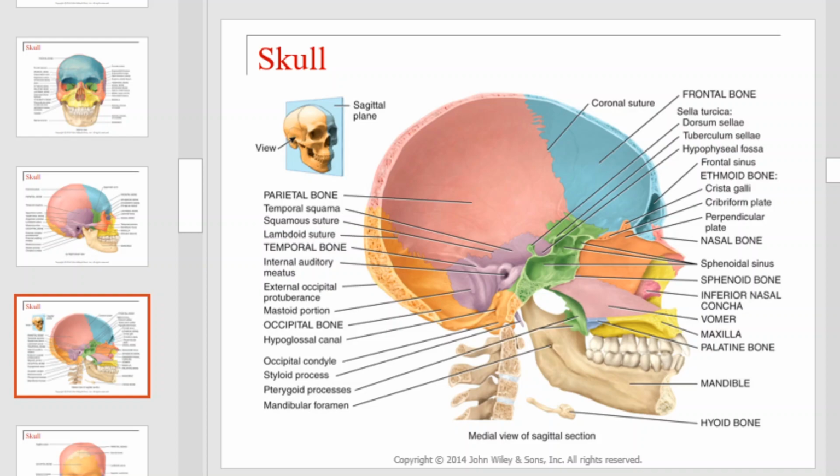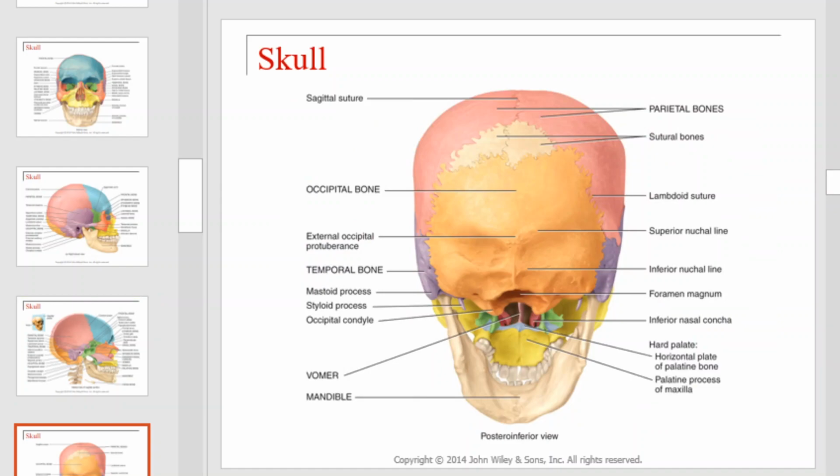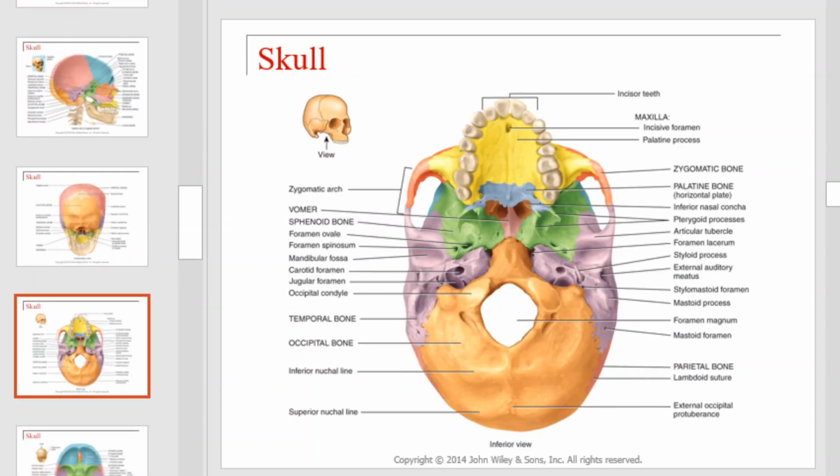Here we can start to see some of the internal structures of the skull, along with those that were labeled externally. This is the posterior view of the skull. Again, take some time to familiarize yourself with each labeled structure. This is the inferior view of the skull. Many of the things that you see labeled are identical to previous pictures. Again, this is meant to offer you a different perspective for study.